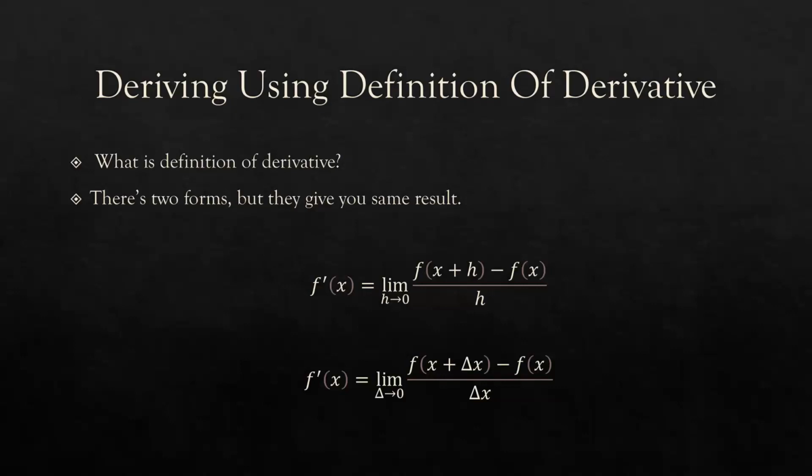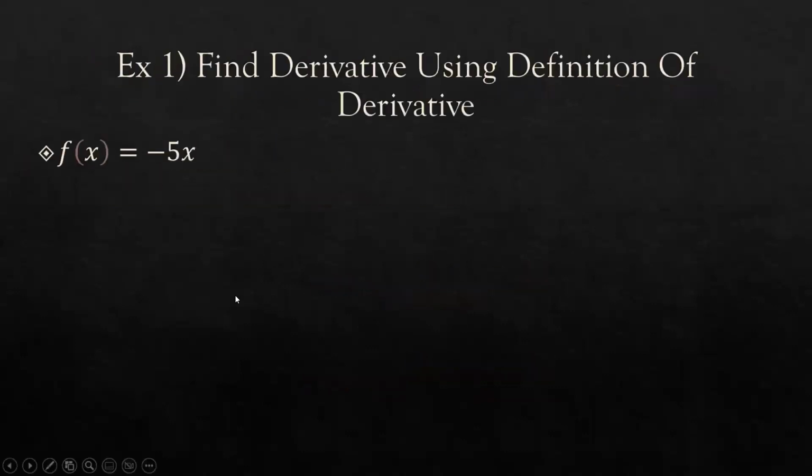Okay, so let's start with example 1. Find the derivative using the definition of derivative. So we have f of x. I know if you have some foundation of derivatives, you'll know that the derivative of f of x is -5, but we specifically wanted to use the definition of derivative. So I'm going to use this rule, the first one.